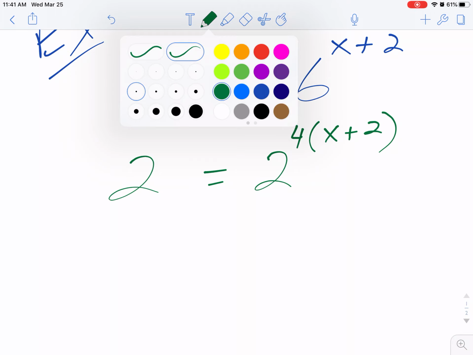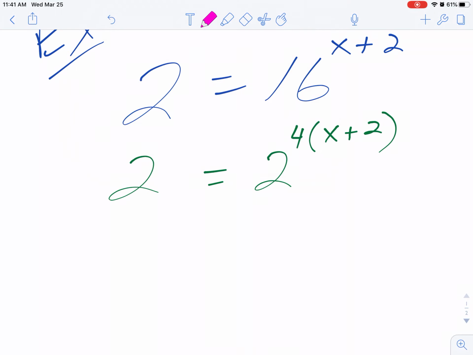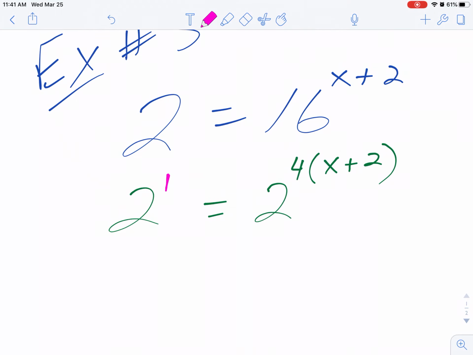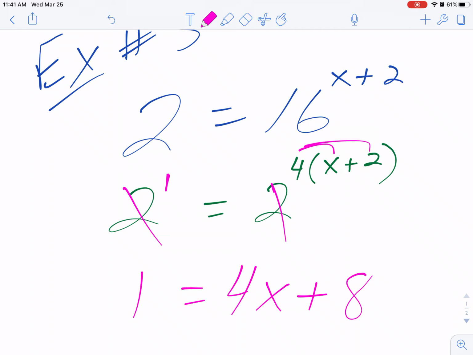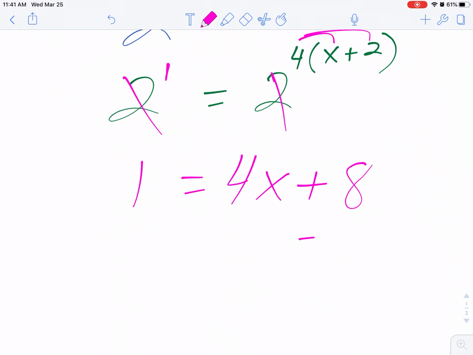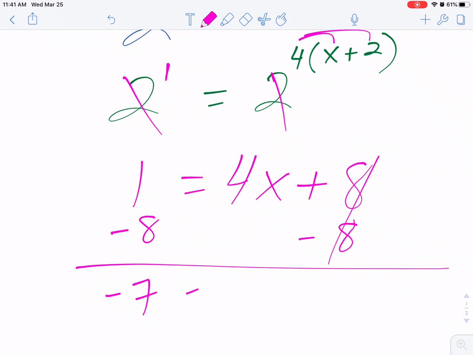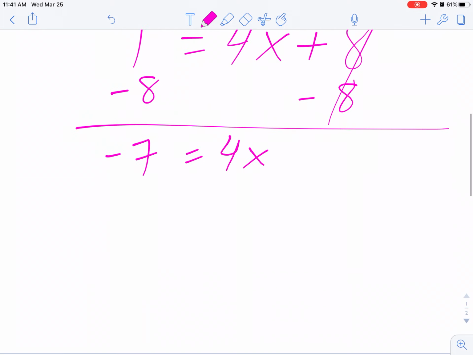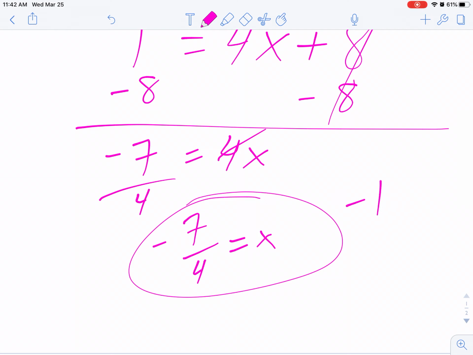So if you can get the bases to be the same, you can basically just cancel them off. You got to remember there's a 1 up here. So you end up with this equation to solve. You might as well distribute because you're going to have to. So then subtracting the 8 gives you negative 7 equals 4x. You divide by 4, you get negative 7/4 equals x. If you prefer decimals, that's fine, but fractions are okay as well.